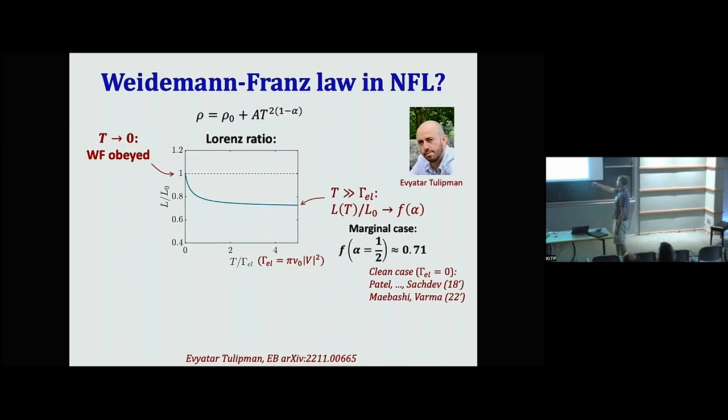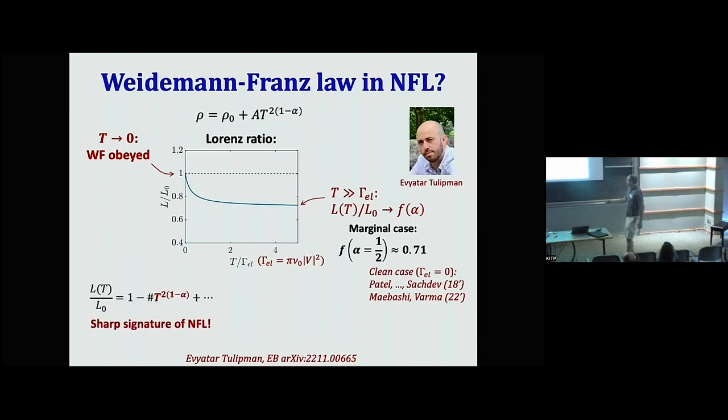There's a downward deviation, and it actually saturates at temperatures much bigger than the elastic scattering rate. It saturates to a value which is non-universal, depends on alpha and depends on other details. Okay, so for the marginal case, this has been computed in the past.